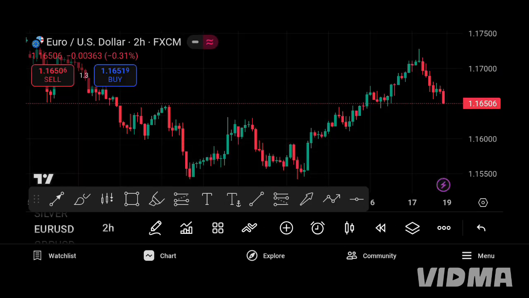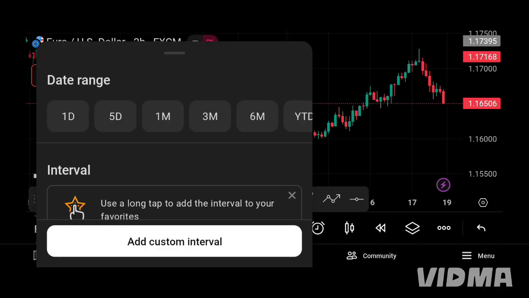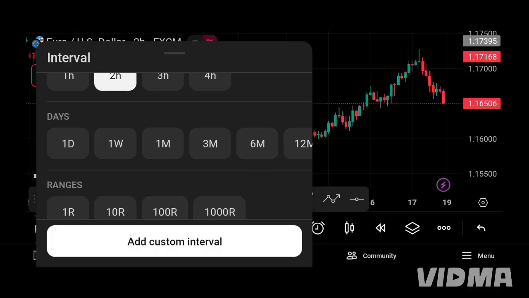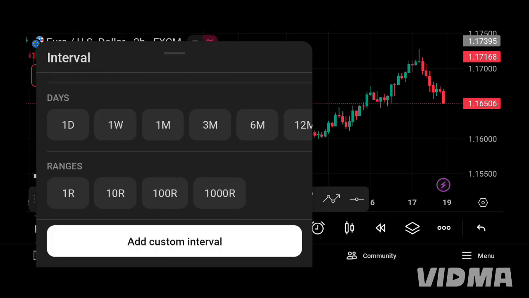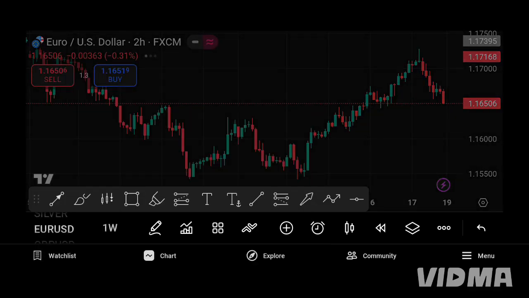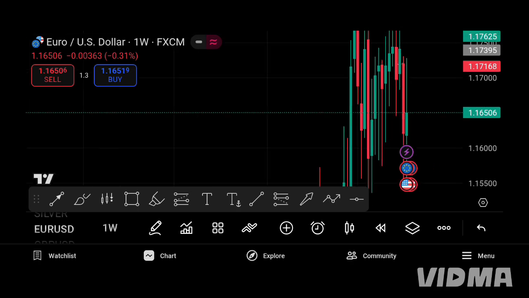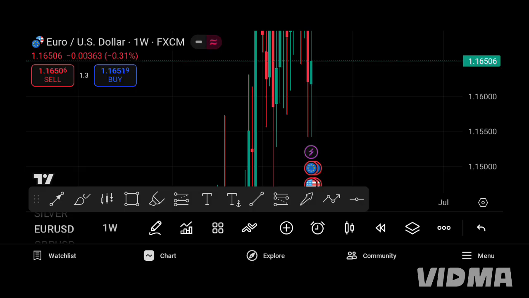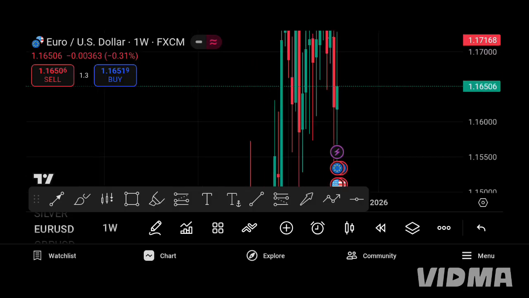So as you can see here, we are on TradingView. First of all, we are going to go to the weekly time frame. We're going to do top down analysis. We are going to move from the weekly to the H1, where we are going to take our entries from. So let us start with the weekly.